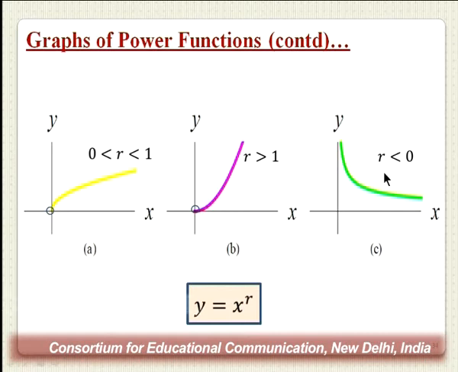Finally, if we have r less than 0, then what will happen? Let's suppose r is equal to minus 1. Then our equation becomes y equal to x to the power minus 1, or 1 by x, and that is nothing but a hyperbola. Again, we won't take that part of the hyperbola which is in the third quadrant. We'll only take that part which is in the first quadrant.